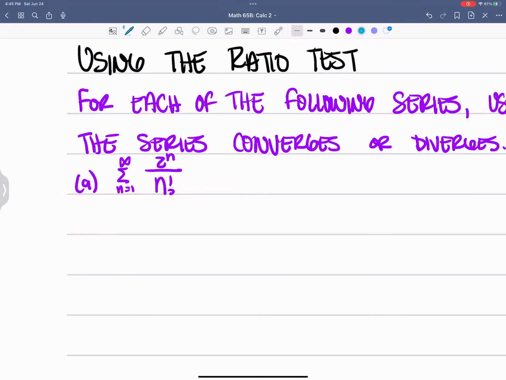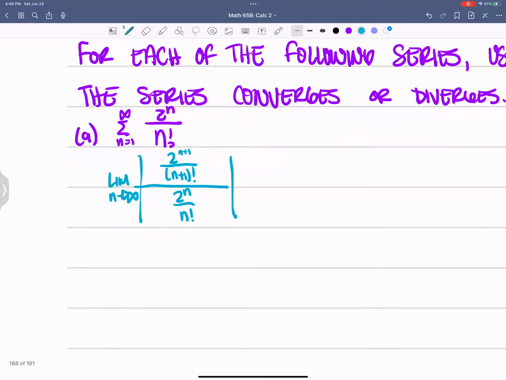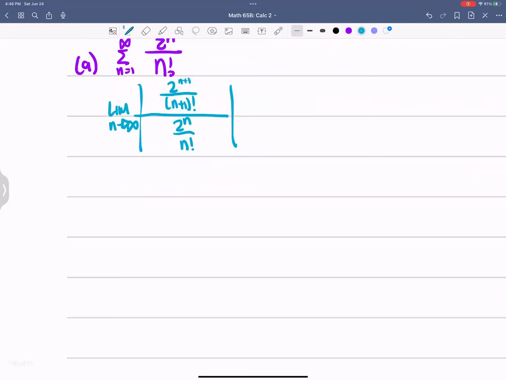So we're going to take the limit as n approaches infinity of a sub n plus 1, so the n plus 1th term. Let's see, so 2 to the n plus 1 over n plus 1 factorial over the nth term, so 2 to the power n over n factorial. We're taking the absolute value of that value, and all of these numbers are positive, so we could actually drop the absolute value here.